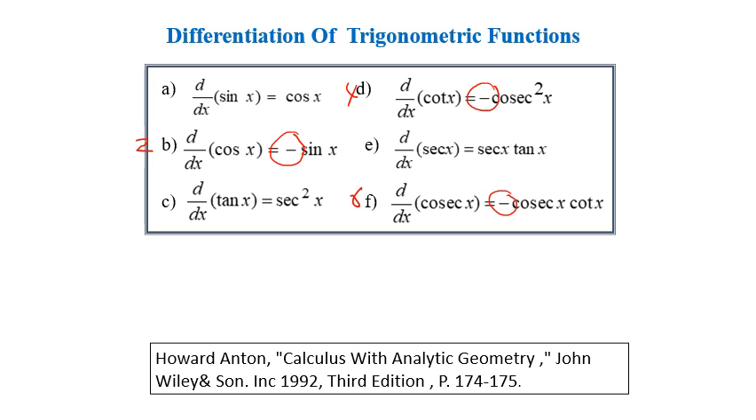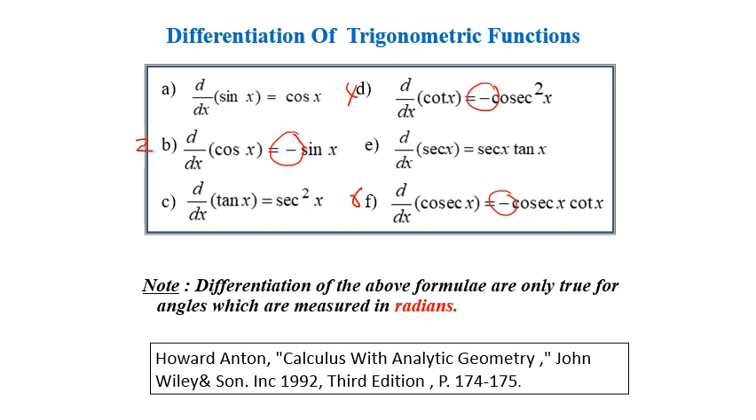But for exam purpose, I think the formula is already given, so should be no problem. And then notice below there, differentiation of the above formula are only true for angles which are measured in radian. Okay, so highlight the radian here. Make sure that you notice that angle must be in radian. So make sure your calculator is set into radian mode if you later on will need to sub values. If it's just x, no problem. But later if you want to sub values, make sure it will be in radian.